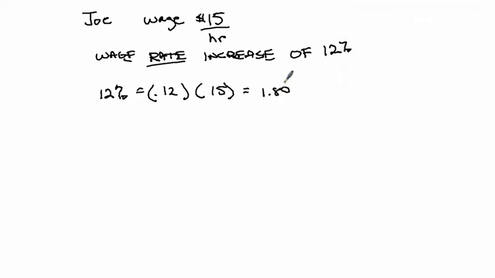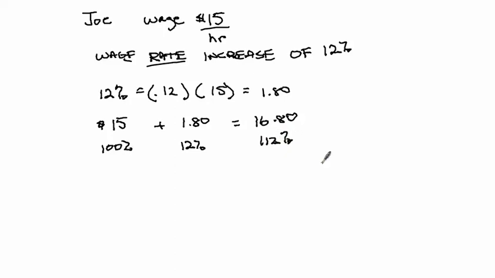Okay, so $1.80 per hour increase. So we would simply take that 15 now, which is 100% of his wage, and add to that $1.80, which is an additional 12% of his wage, and add those together, which would give you $16.80. So that's 112% of his original wage, $16.80.